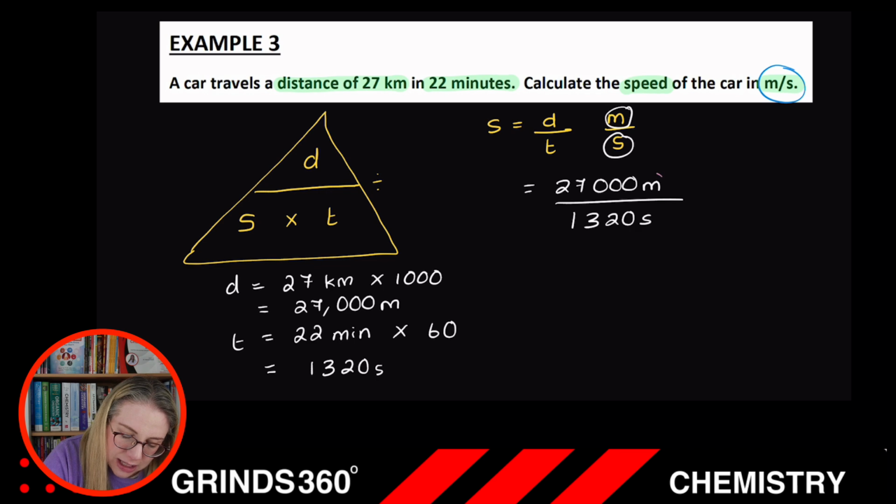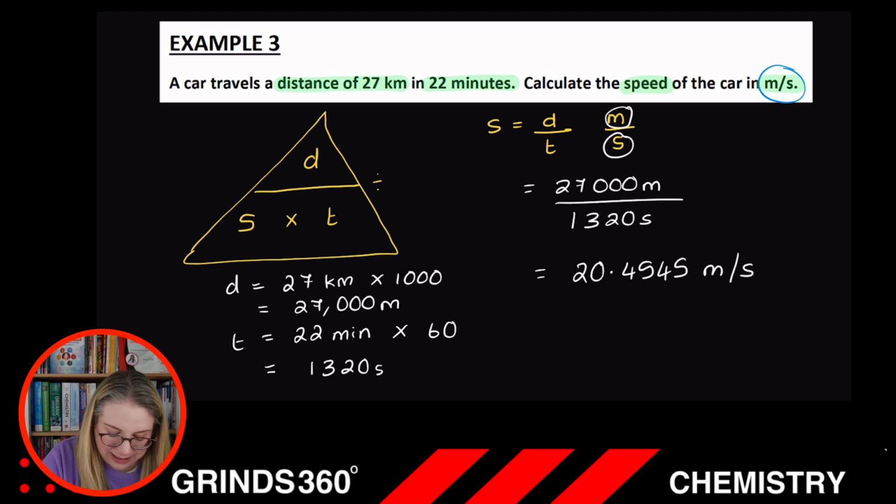Now double check your units. You have meters per second, so you're fine with your units. Now we go to the calculator and work out our speed. So we have 27,000 divided by 1,320 and we get 20.4545 recurring meters per second. And we get 3 marks for working out that, and you're probably going to get another 3 marks for writing in your formula as well. Now, it's always important when you're doing this, always put the unit in. They are quite picky on that, so make sure the unit is there.